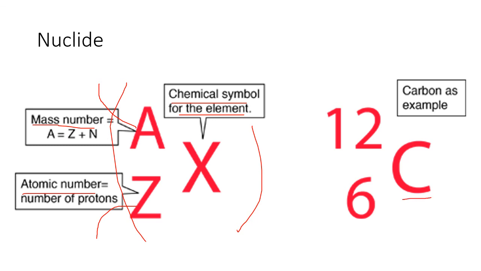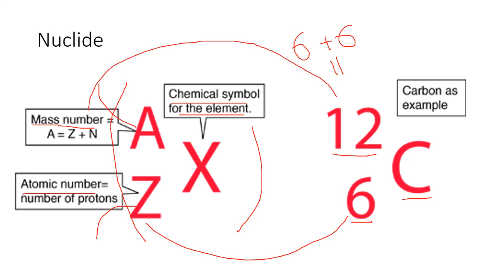Carbon. So the chemical symbol for this element is C. Inside carbon, how many protons are there? 6. So your atomic number is how much? 6. Next, what is the mass number? The mass number is the number of protons plus the number of neutrons. There are 6 protons there and 6 neutrons. So what will be the mass number? 12. Therefore, your A equals 12. So this is the nuclide of the carbon atom. Fine.